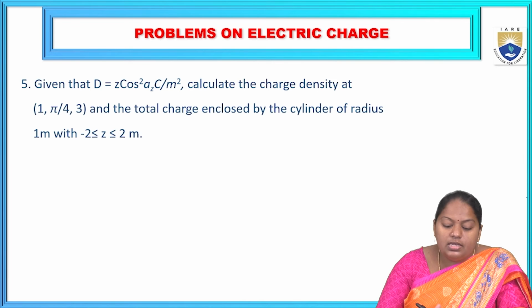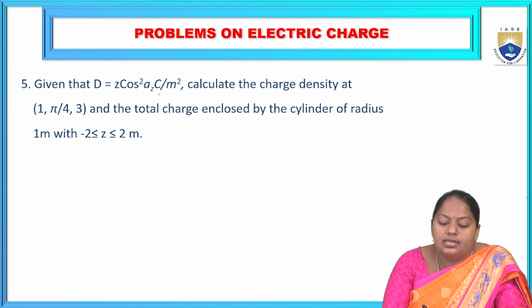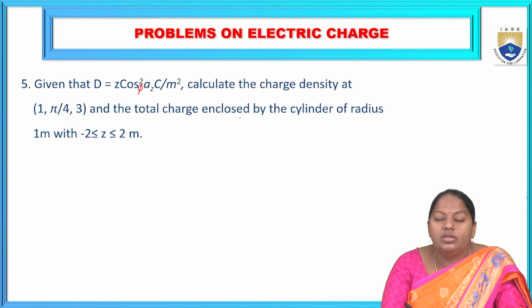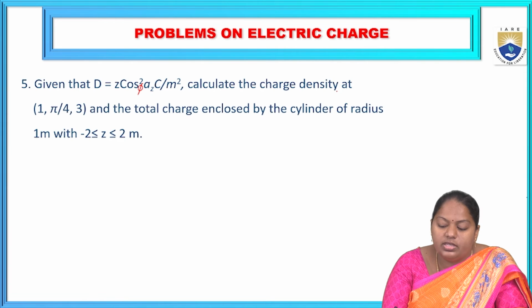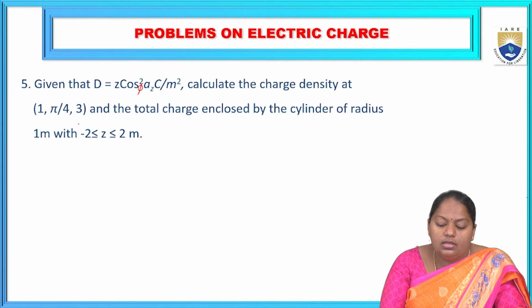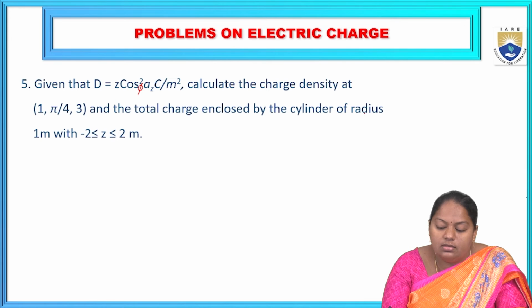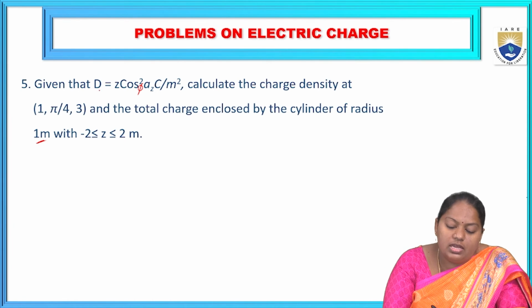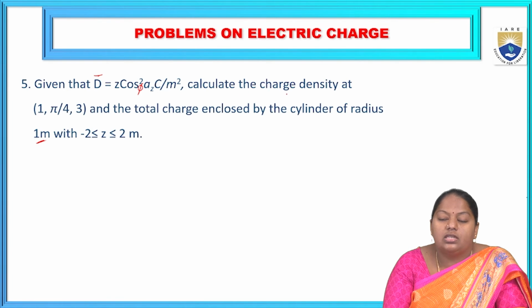Next, given that D is z cos square phi az coulomb per meter square, calculate the charge density at 1 comma pi by 4 comma 3. Then find the total charge enclosed by the cylinder of radius 1 meter with z value ranging from -2 to +2. So with the help of the given electric flux density, we will first find the charge density.